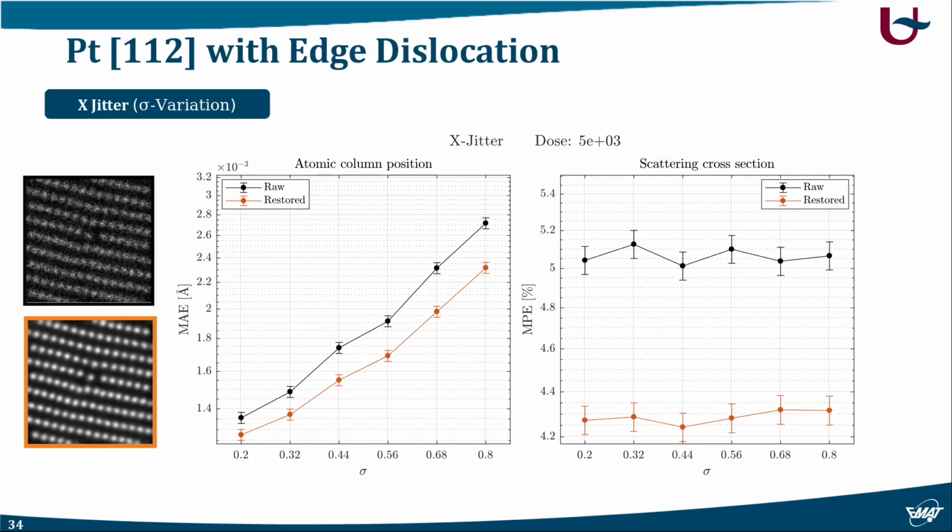For the sigma parameter of the X jitter distortion, we can see an almost linear dependency of the error on the sigma parameter for the atomic column position determination, and a somewhat less pronounced impact on the scattering cross-section. Also here we see significant improvements for the restored versions.